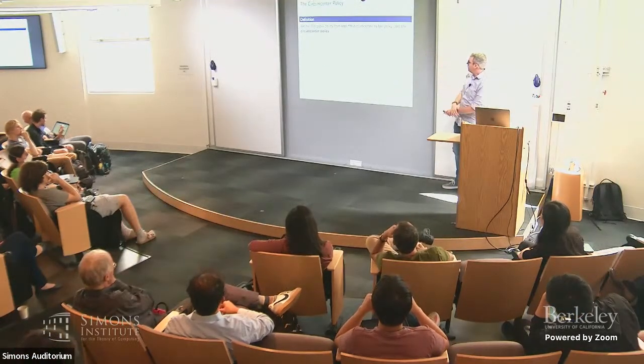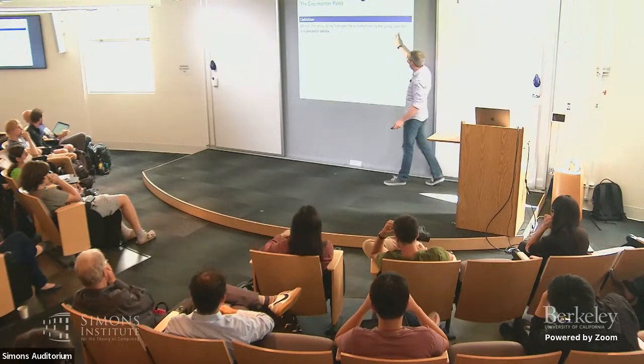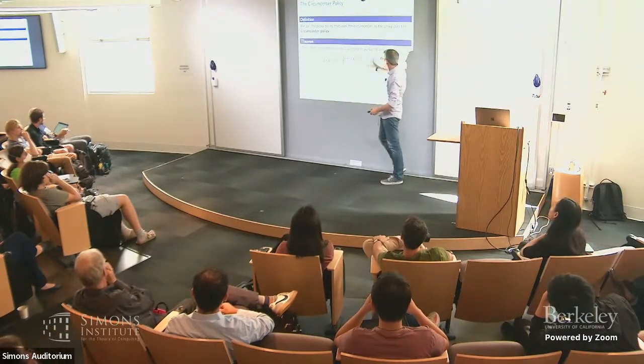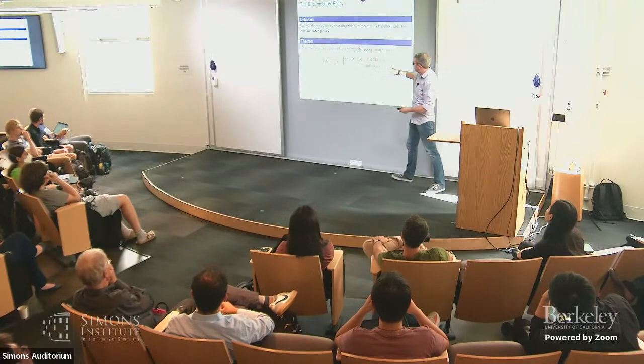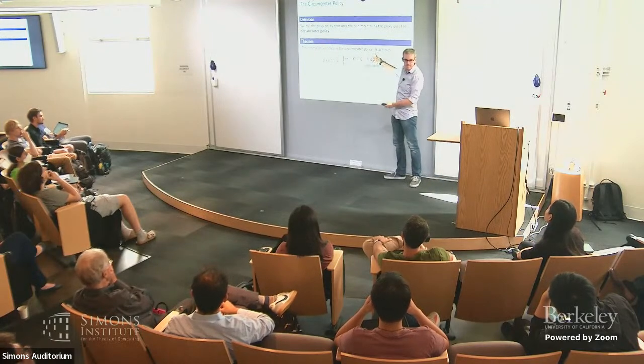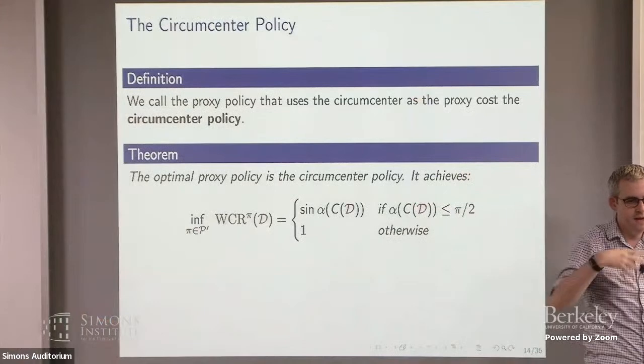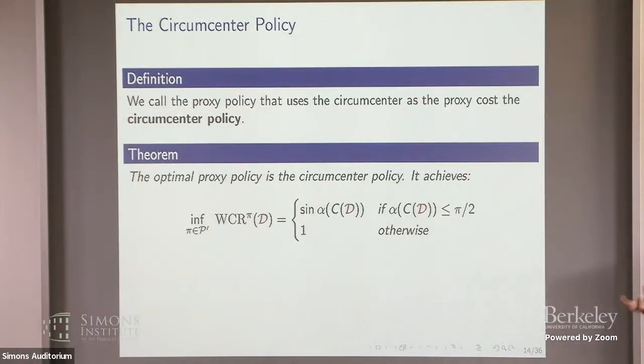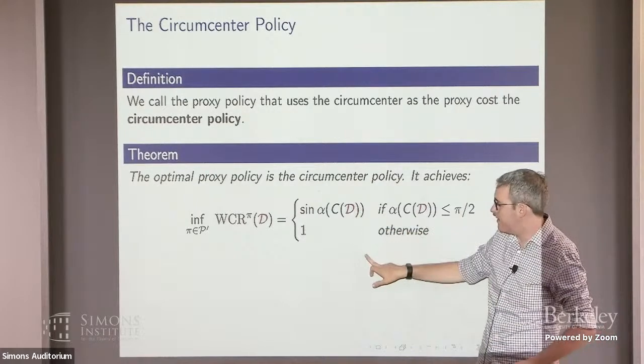So we're going to call the proxy policy where I choose my proxy cost the circumcenter policy. And naturally, from what I said, the optimal proxy policy is the circumcenter policy. So if I have offline data, what I want to use is the circumcenter policy: try to fit it inside a cone, pick the axis of the cone and guess that. And this gives me my worst case regret.